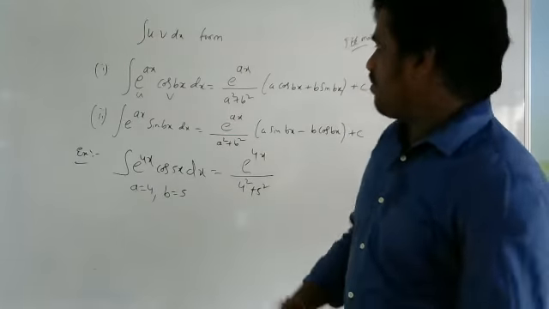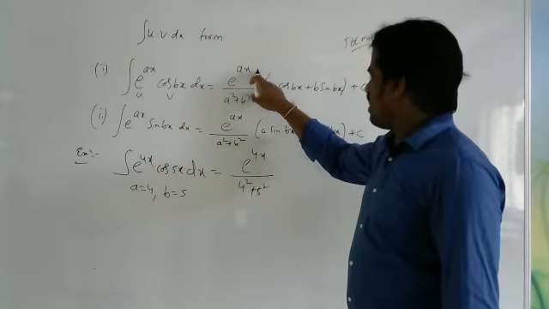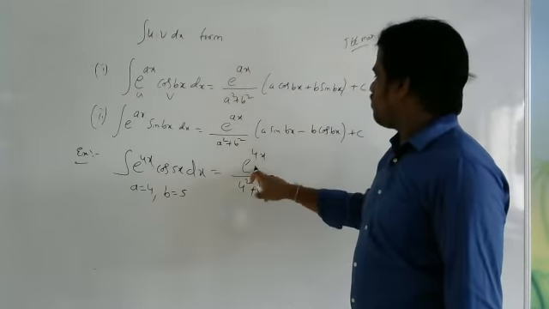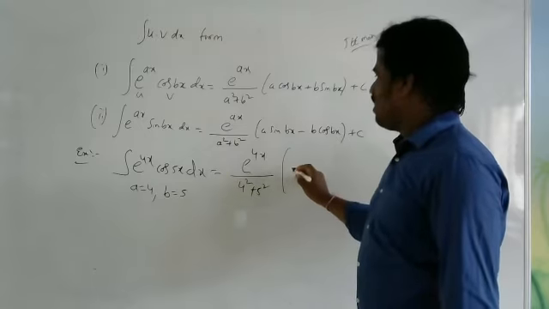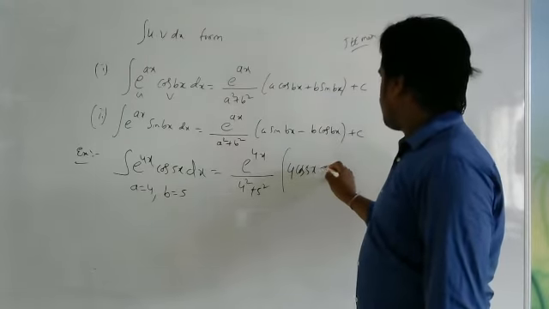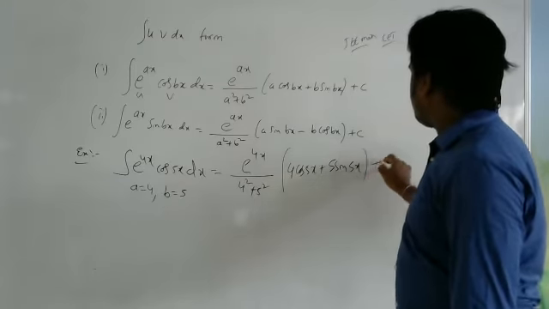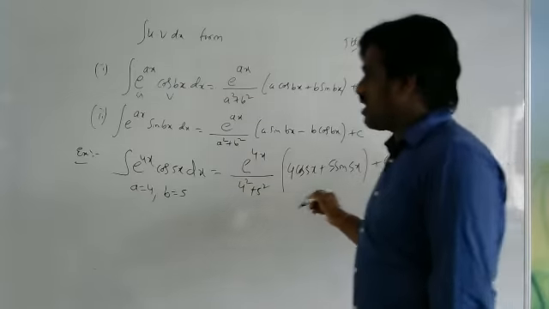So here you have to apply this one, cos this one. E to the power of 4x upon 4 square plus 5 square, 4 cos 5x plus 5 sin 5x plus c is the answer. This is the right answer.